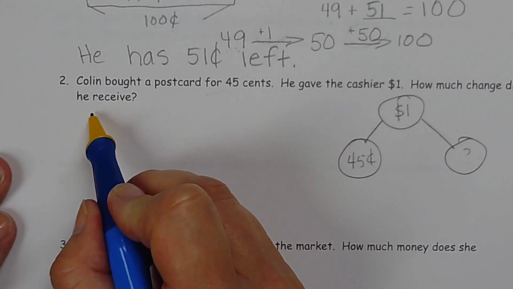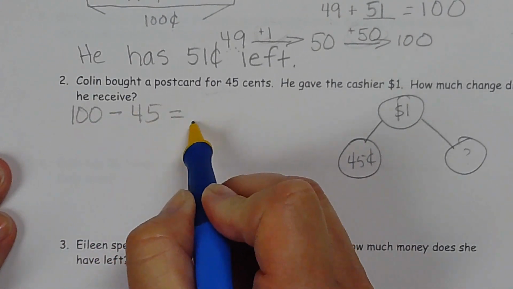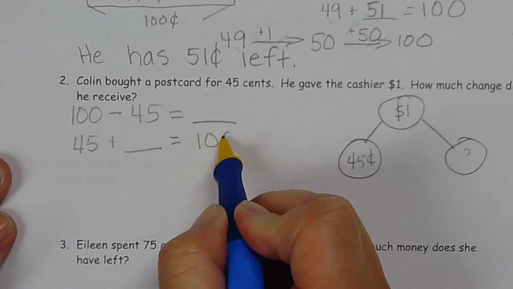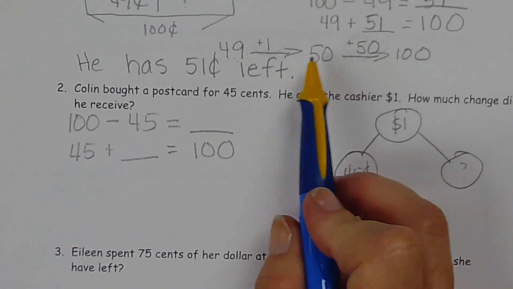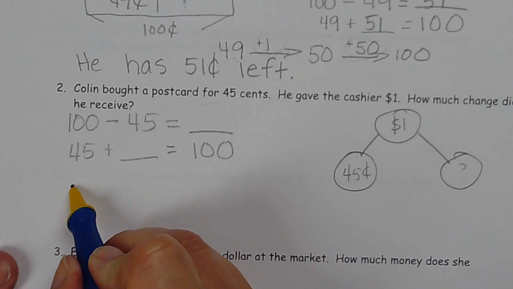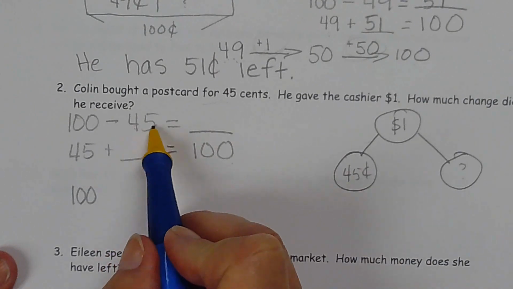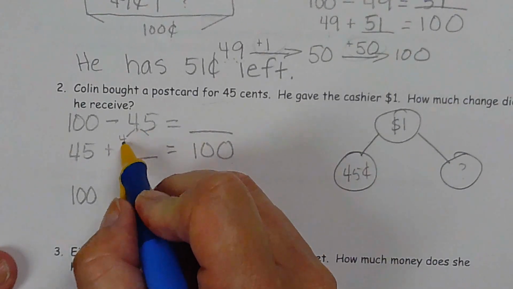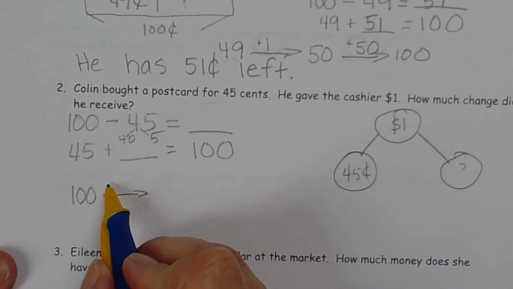So we can say 100 cents minus 45 cents equals this, or 45 plus something equals 100. Now, 45 going up to 100 is what we did this way, right? So this time I'm going to go backwards. I'm going to subtract the arrow way. I'm going to start with 100. I need to be taking away 45, but 45 isn't an easy thing to subtract. So I'm going to break it up. I'm going to break it into 40 and 5. So the first thing I'm going to subtract is the 40.